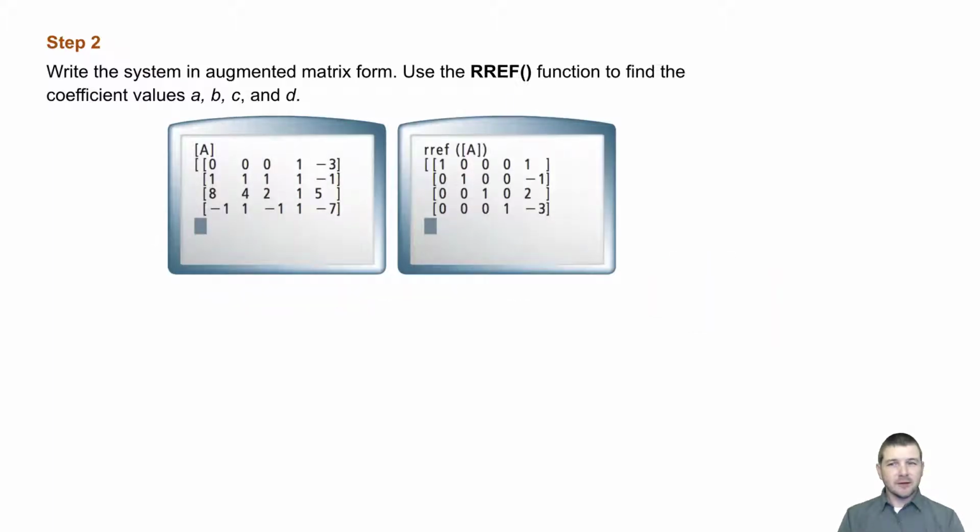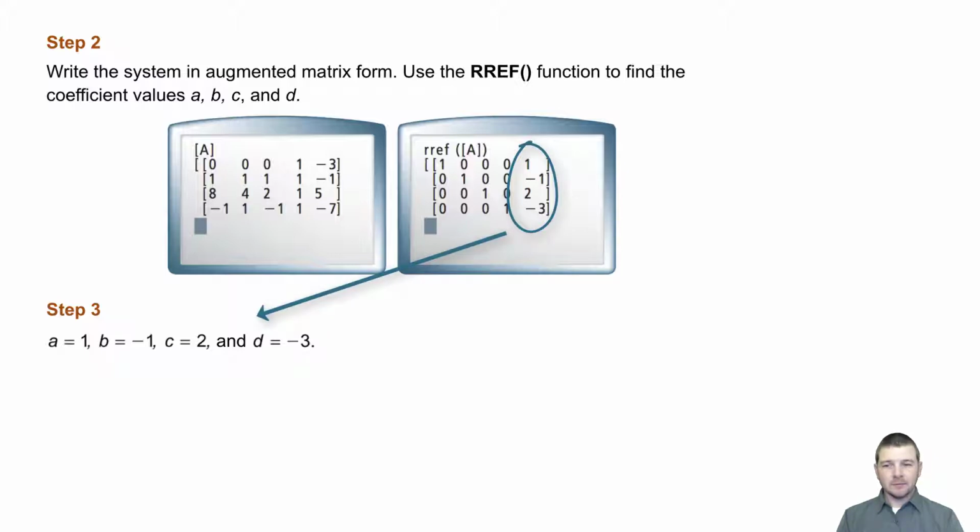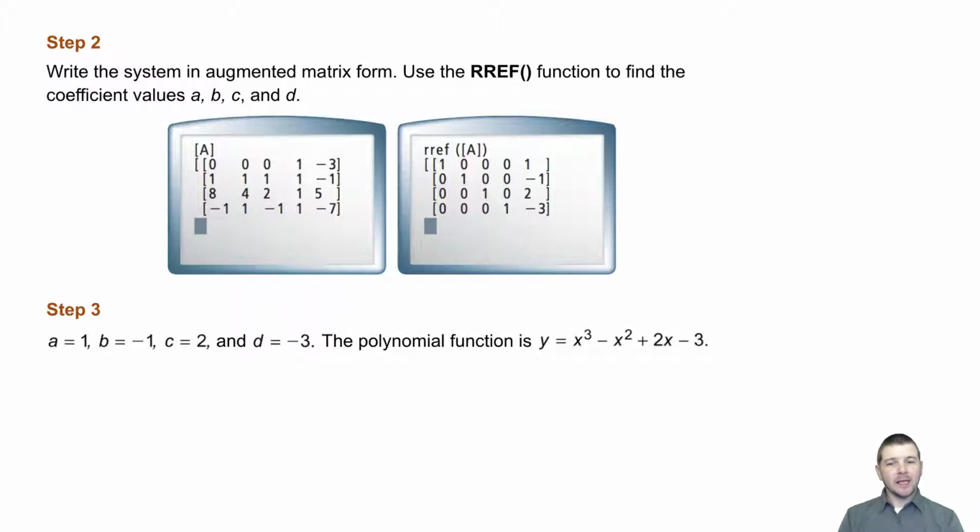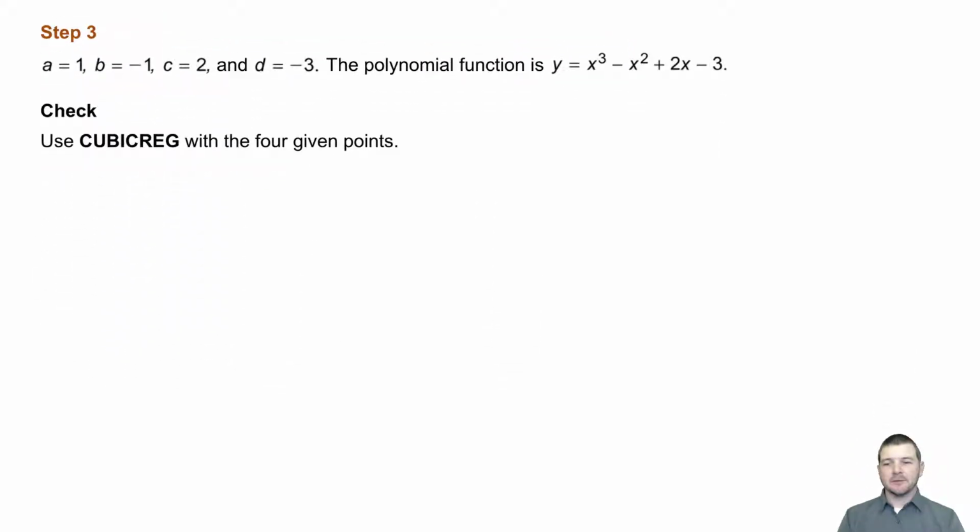Continuing with matrices and a graphing calculator or matrix calculator online, step 3. A equals 1, b equals -1, c equals 2, and d equals -3. So the polynomial function is y equals x cubed, substituting a equals 1 in as our leading coefficient, minus x squared, b was -1, plus 2x, c is 2, minus 3, d was -3. And we can check.